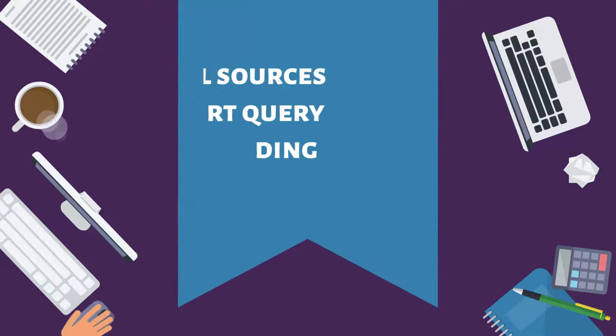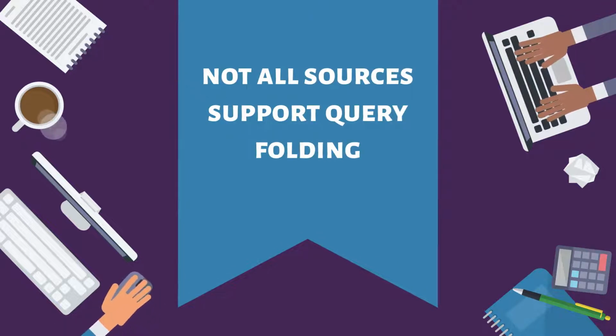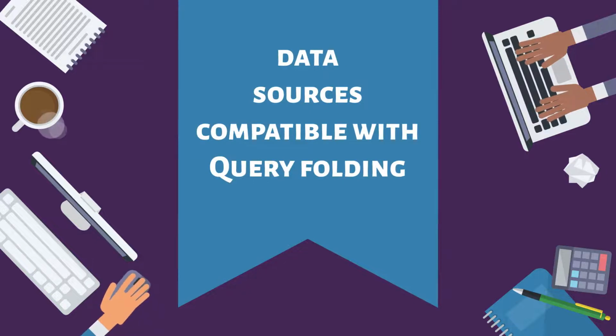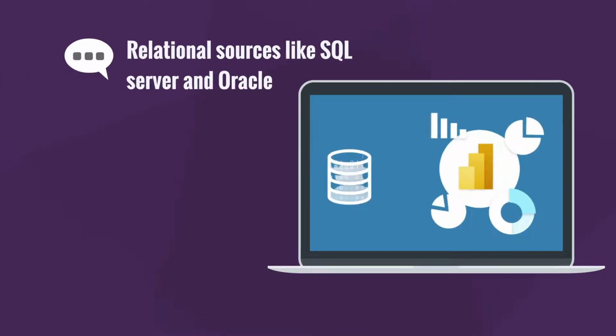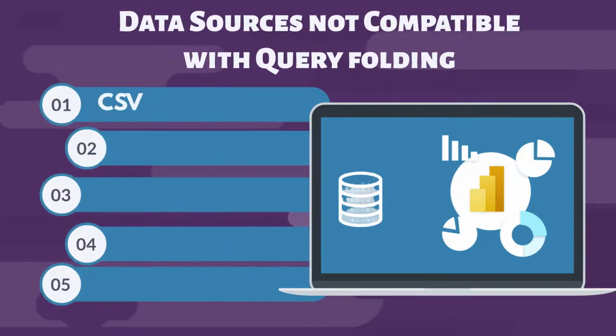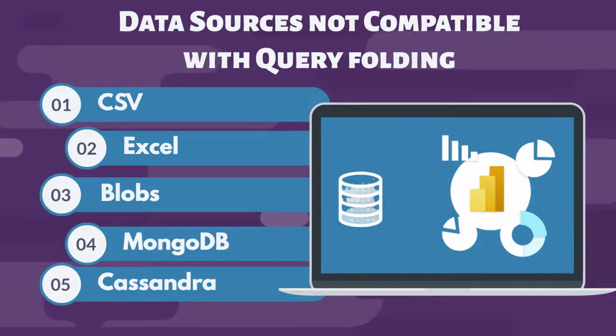Users must note that not all sources support query folding. Some of the data sources compatible with query folding are relational sources like SQL Server and Oracle, OData feeds, SharePoint lists, Exchange, and Active Directory. Flat files like CSV, Excel, blobs, and NoSQL databases such as MongoDB and Cassandra do not support query folding.